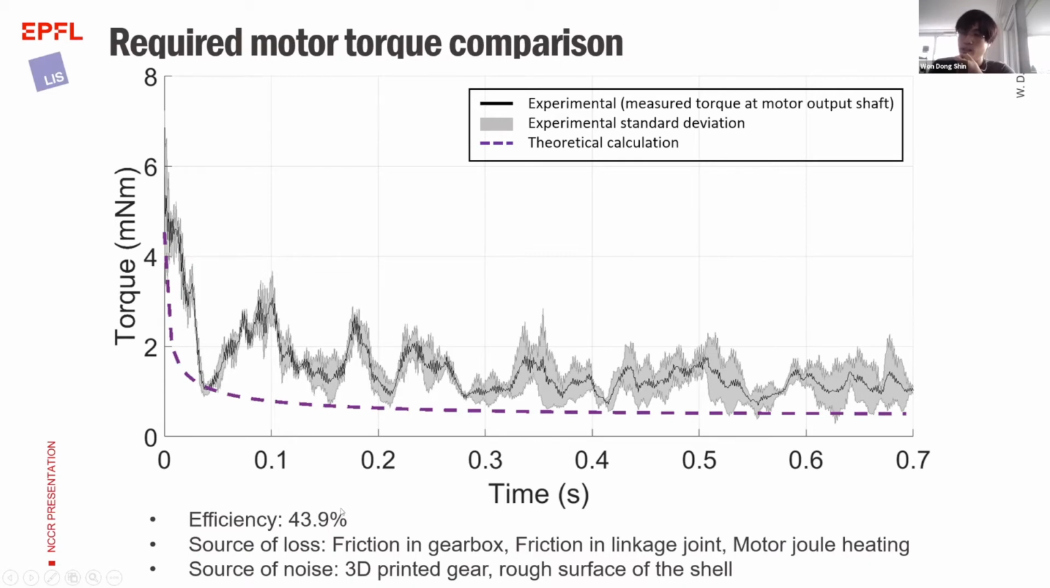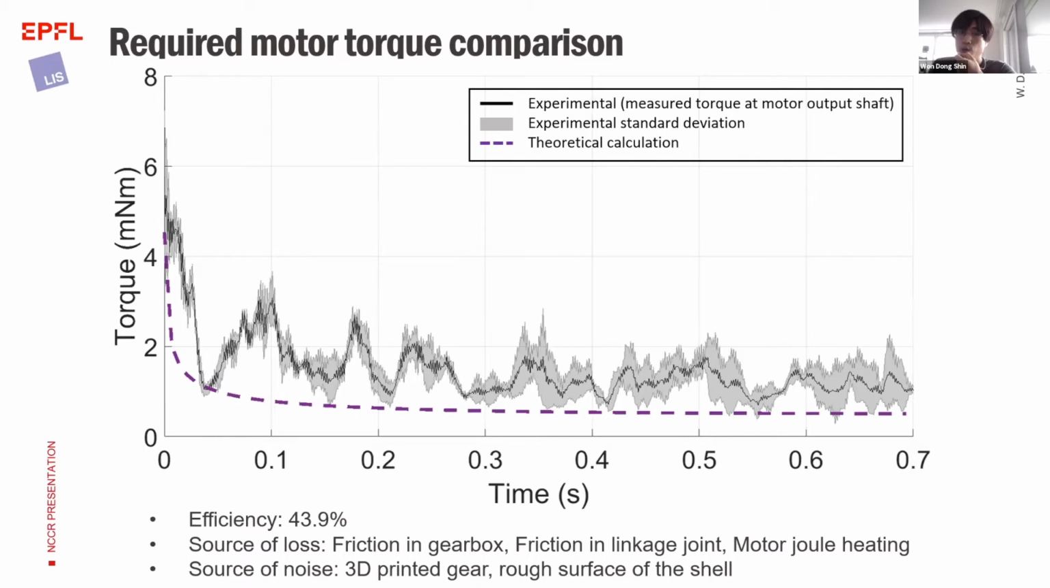We expect that the sources of loss were the friction in the gearbox, friction in the linkage joints, and also the motor Joule heating. The source of noise here probably comes from the 3D printed gear, which we made from ABS material. There is inconsistency in the gear meshing, and also a rough surface of the shell, which is also 3D printed, so that can cause the noise here.